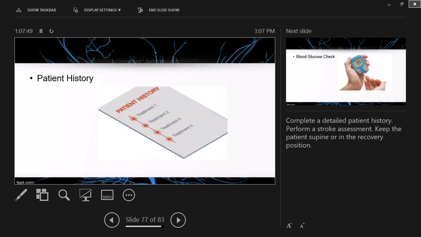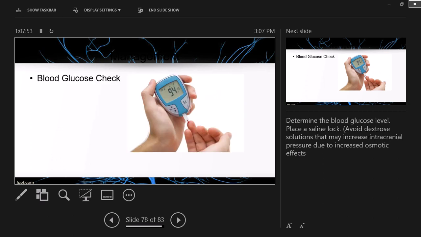When we're looking at assessing our patient, okay, check their blood sugar. All stroke patients get a blood sugar check. Period. End of story. Okay? All of them get a check. Because the low blood sugar can often mimic signs and symptoms of a stroke.